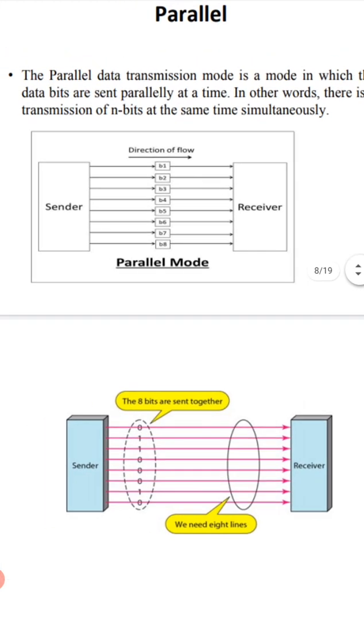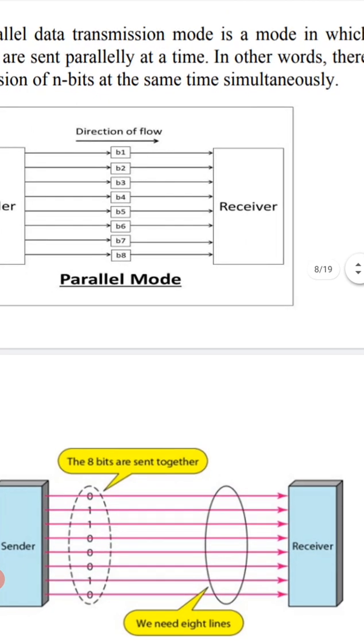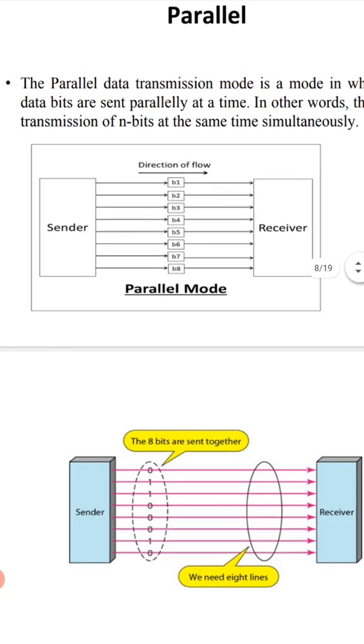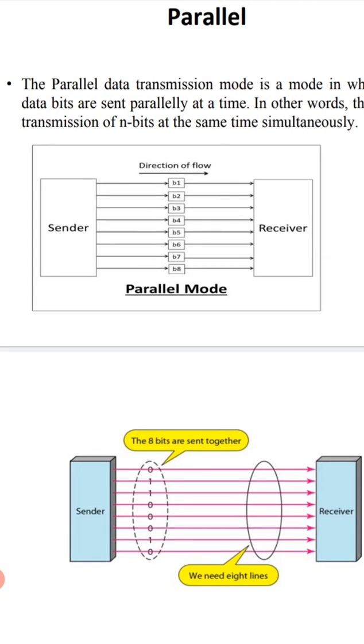Look at the block diagram. There is a sender and a receiver. There are a number of bits, because the collection of bits is the information. So information consists of a number of bits, a collection of bits. So the direction of flow, you know. Here the bits are B1, B2, B3, B4 up to B8. All the bits are sent from sender to receiver at the same time, simultaneously.